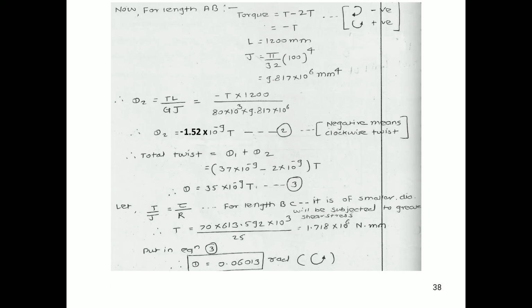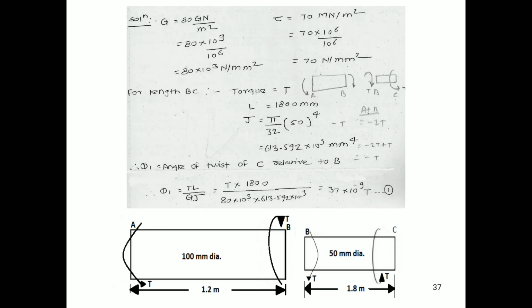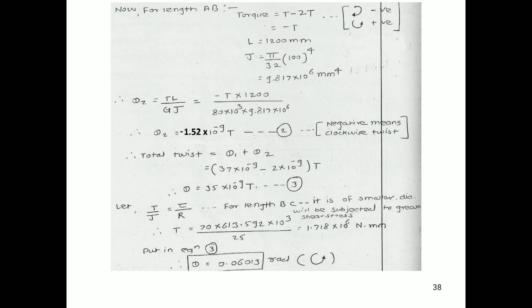Now we will find out the value of theta 2, that is for length AB. For length AB we have torque equal to minus T. Why minus T? Because this is acting in the clockwise direction, therefore it will be considered as negative. Therefore torque will be minus T.